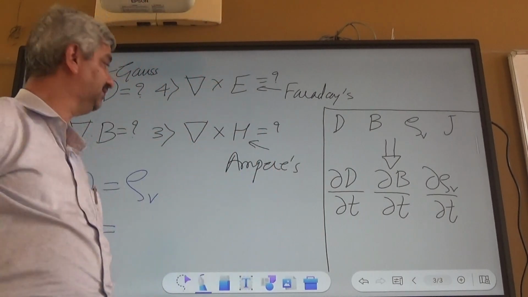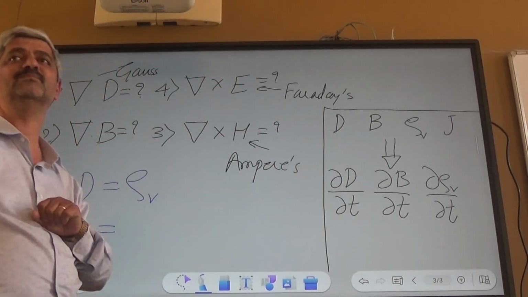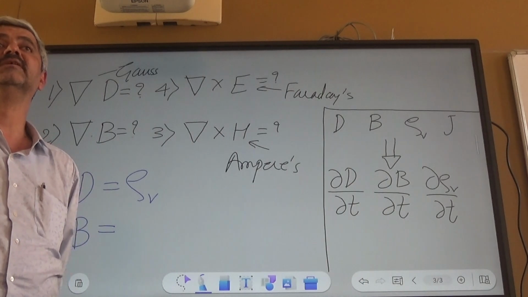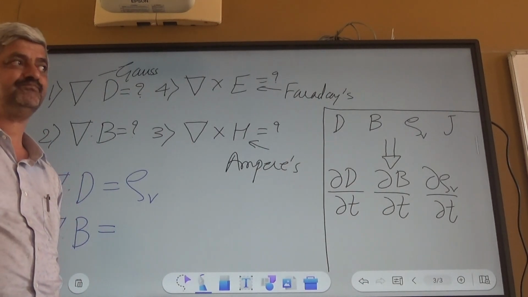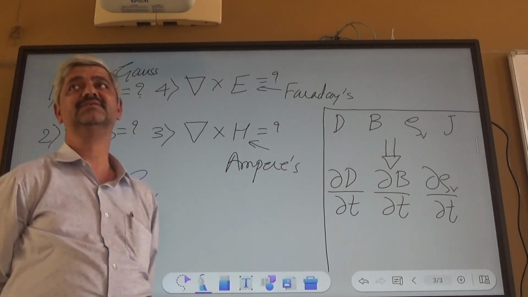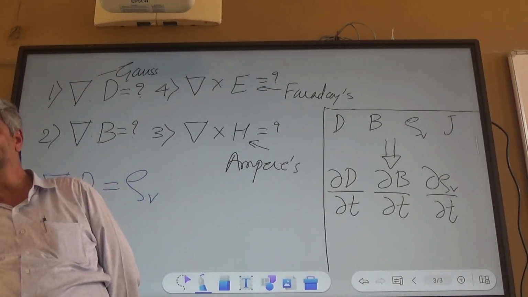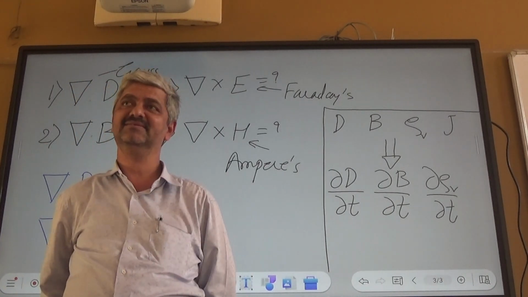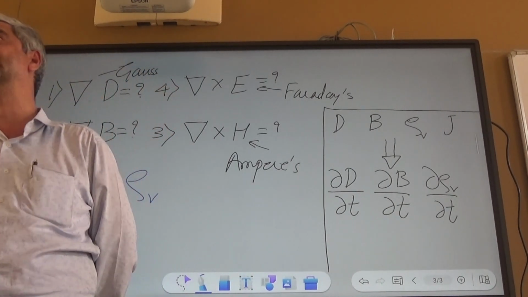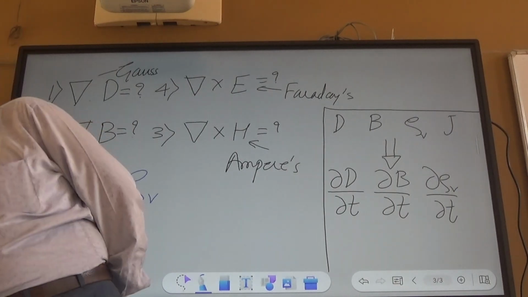What is rho? Electric charge density. Is there a magnetic charge? No. There is no concept of separate magnetic charge.